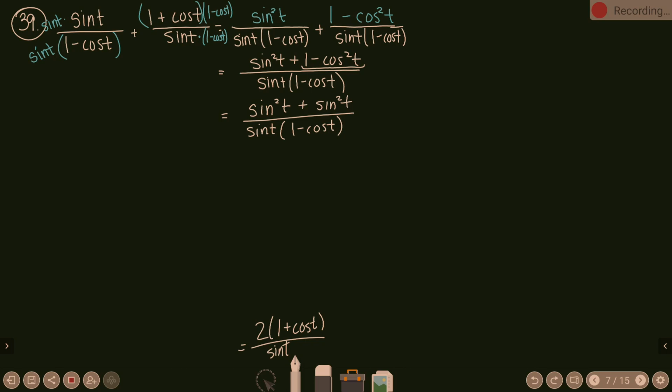What about the top? What's sine squared t plus sine squared t? 2 sine squared t over sine t times 1 minus cosine t. If you've made it this far and gotten stuck, this is probably where you get stuck, would be my guess.